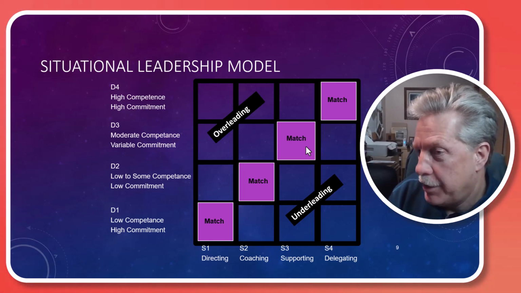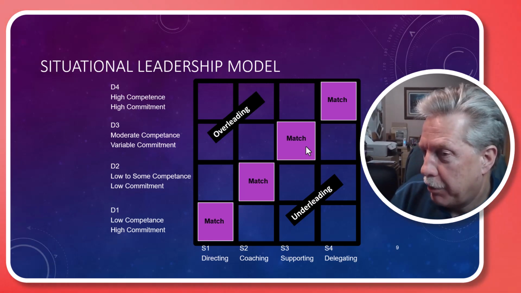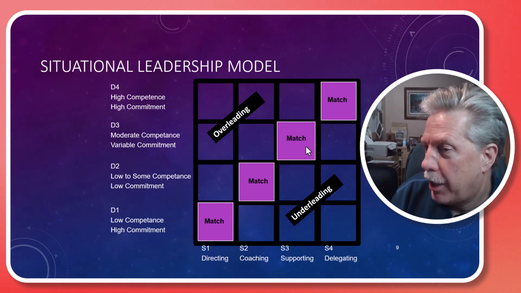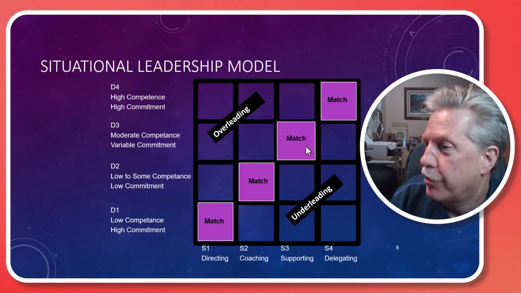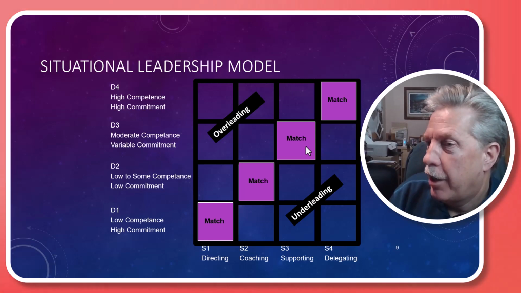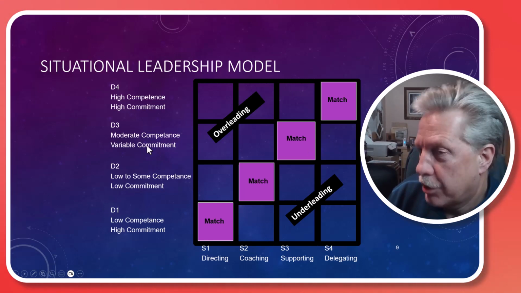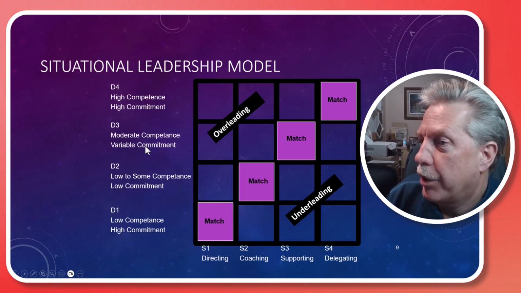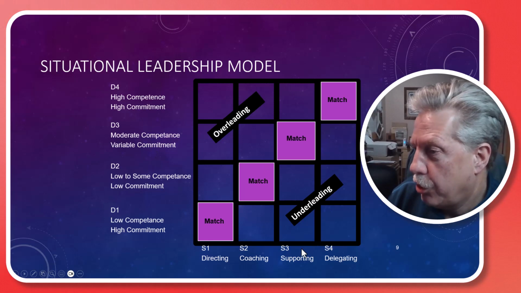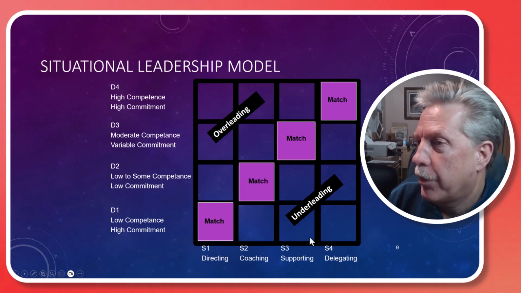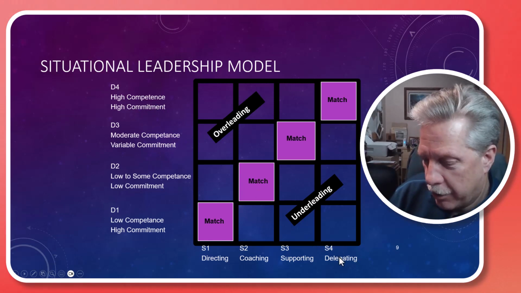providing a D1 candidate or team member that has low competence and high commitment. You would use a leadership style of directing for that person. Obviously, for a D2, you would use a coaching style. For someone who has moderate skills but variable commitment, you would use a supporting style of leadership. And then lastly, for someone that has high skills and high commitment, you would use a delegating style of leadership.